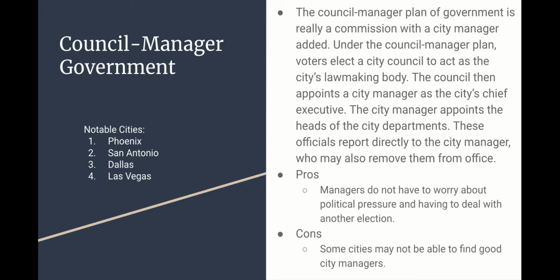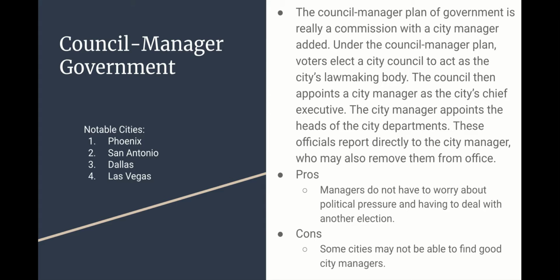Council-manager government. The council-manager plan of government is really a commission with a city manager added. Under the council-manager plan, voters elect the city council to act as a lawmaking body. The council then appoints a city manager as the chief executive. The city manager appoints the heads of departments. So really, this can be very similar to all of the other previous ones we've talked about.